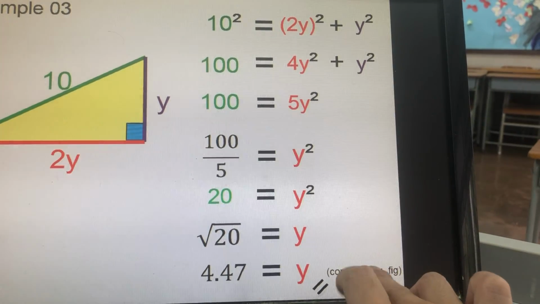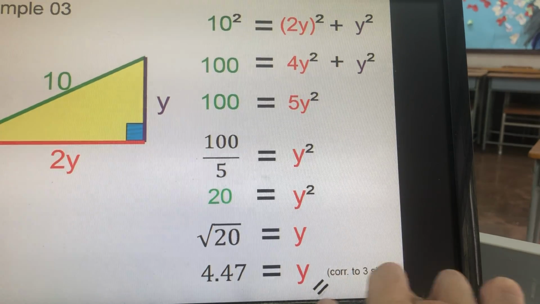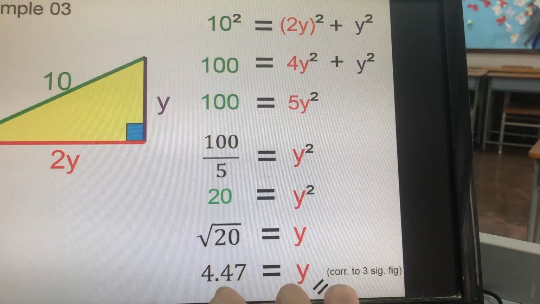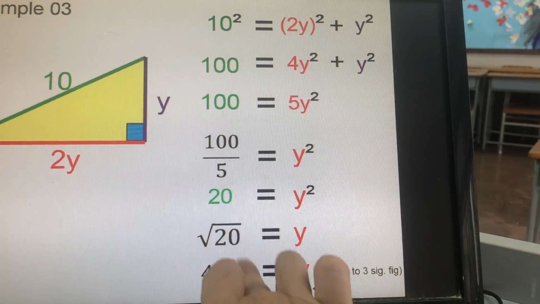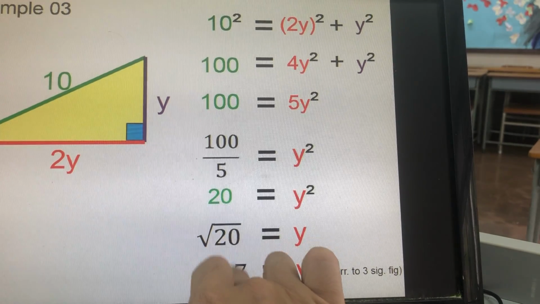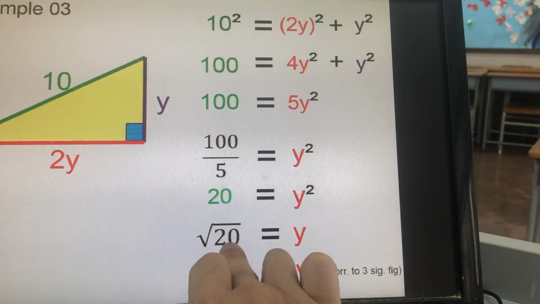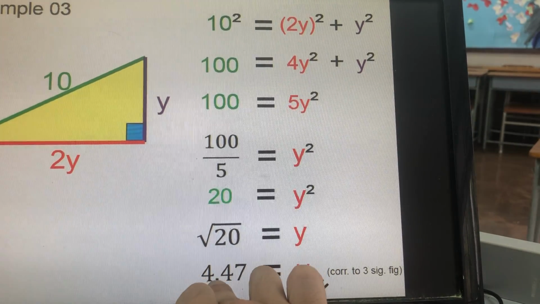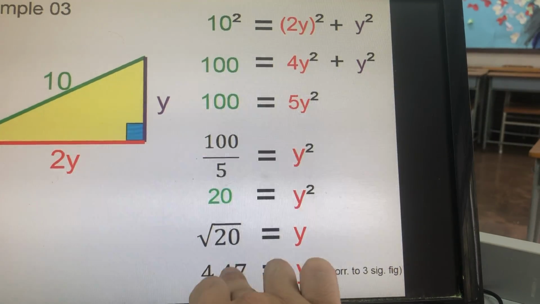So when I check your work, I still find many of you didn't write this down. This is very important. Don't forget to write how accurate your answer is, because this is not the exact answer. When you use the calculator to find the square root of 20, there are so many numbers behind the decimal point. So this is not the exact answer.